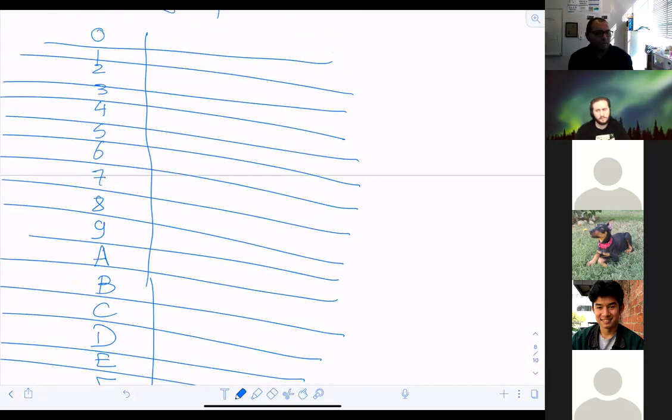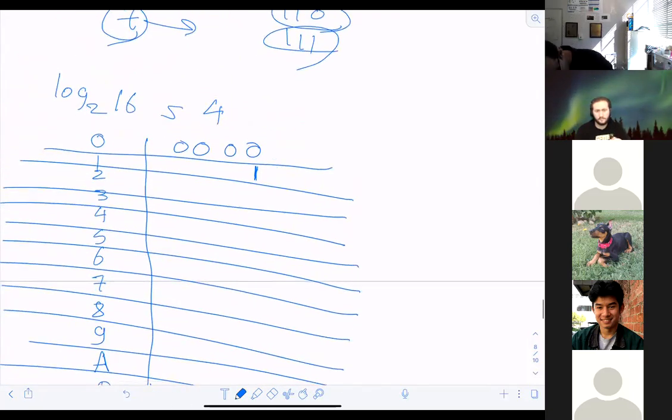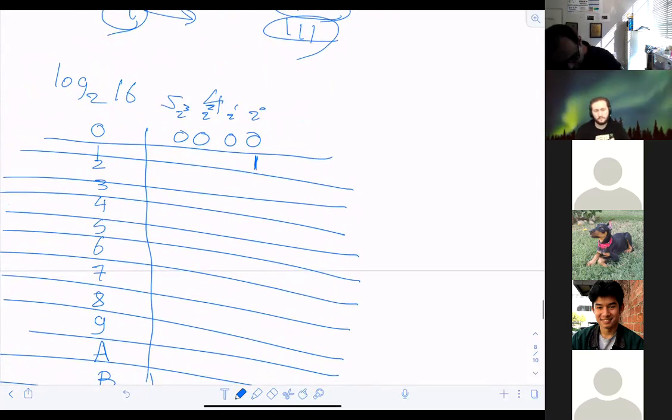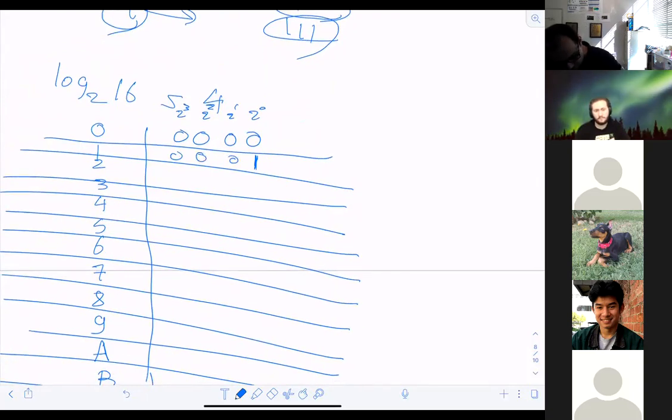right? So 0 will be what? 4 zeros. Then you will start putting 1 here, lower, because, don't forget, this is the 2 power 0, 2 power 1, 2 power 2, 2 power 3. Same thing we did with the weighted system, right? So 1 is 1, 0, 0, 0. 2 is going to be this, so 0, 1, 0, 0. 3 is basically this and this together, so 1, 1, 0, 0.